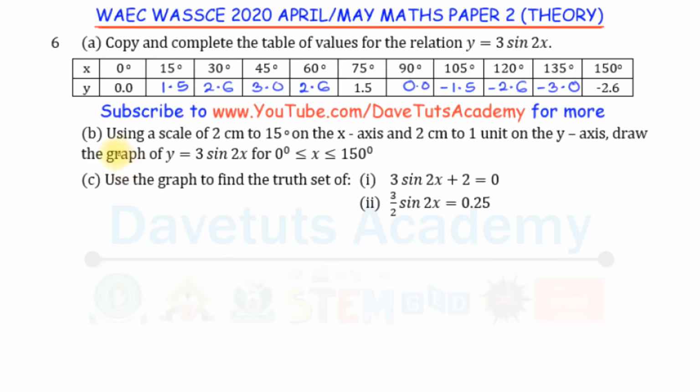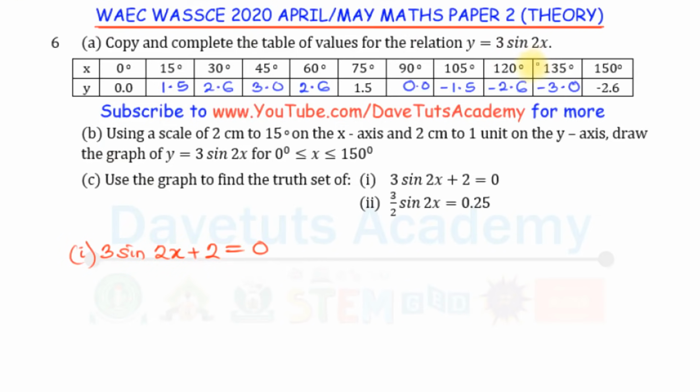So we can now, before we draw our graph, before we come up with the solution to the graph and plot it, look at question 6c, in which we have to find the truth set of 3 sine 2x plus 2 is equal to 0 and 3 over 2 sine 2x is equal to 0.25. Now, the mandate for us is that we should try as much as possible to reflect y in these particular equations. In the first case, we are told that 3 sine 2x plus 2 is equal to 0.